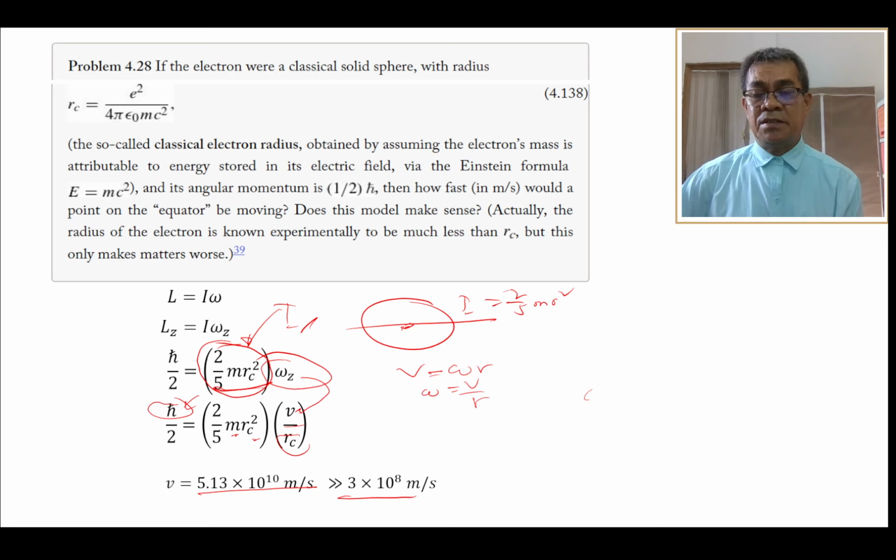So what does it mean? It means that the given radius is just for a classical system, and we cannot adapt that in a quantum system. So that's it. The model doesn't make sense, in short.